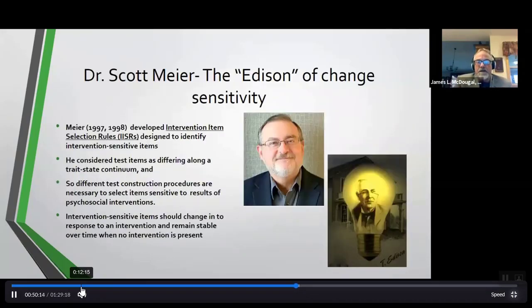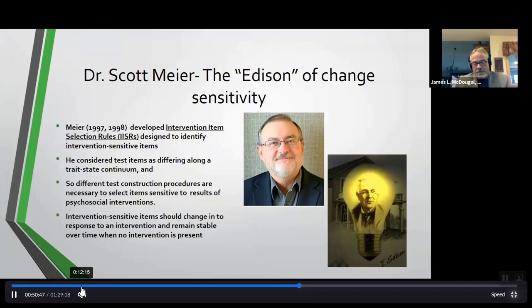So there's Scott, and I call him the Edison of change sensitivity, and I'll tell you why in a minute. But he developed in the 90s, the late 90s, a model for identifying items that were sensitive to change. He called it the Intervention Item Selection Rules, IIRS. And what he did is he worked in a large children's mental health facility, and he created scales based on different items, and he gave them to clinicians to rate the students they were seeing.